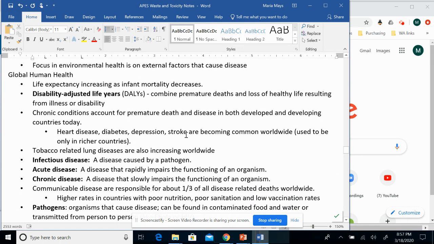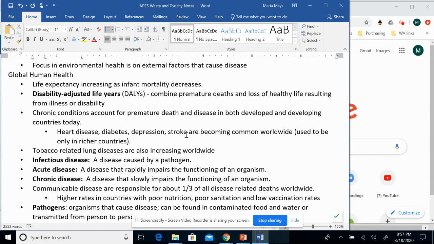All right, so global human health. Life expectancy is increasing as infant mortality decreases globally. Disability adjusted life years is this concept where we combine the premature deaths and loss of healthy life resulting from either illness or disability. So if a person lives to be 65, but during the last 10 years of their life they had severe losses of mobility, then their disability adjusted life year might be lower. And the reason for that is because a lot of times the disability that we're talking about is something caused by one of these diseases.